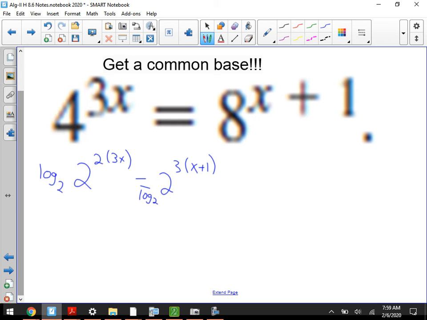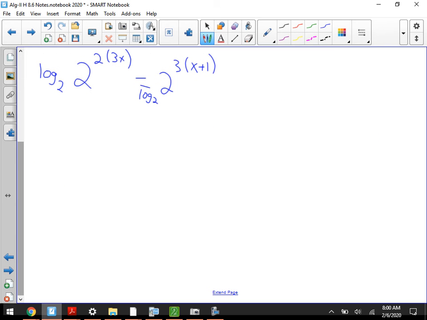Remember how it undoes it? It just drops. So you don't have to do that step. As soon as you get the same bases, the exponents have to be equal. That's the trick. You wind up with 6x equals 3x plus 3.